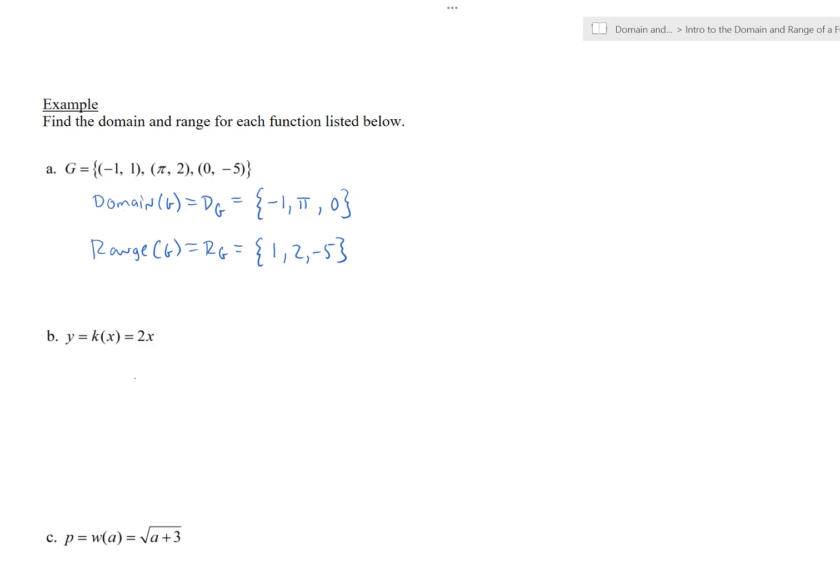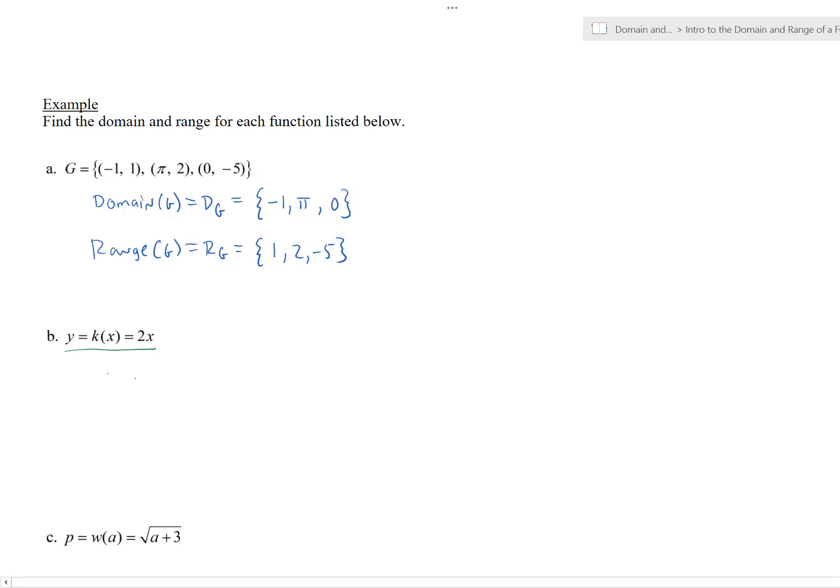So having said that, here we have the function in part B. y is k of x, k being the rule: take the input x and multiply it by 2. That's it. So you think, is there any real number x for which when you multiply it by 2, you get something that is not a real number? And the answer to that is no. Every time I take a real number x and multiply it by 2, I still get a real number. So what that means is all real numbers are inputs, because there's no real number that when we plug in does not define an output.